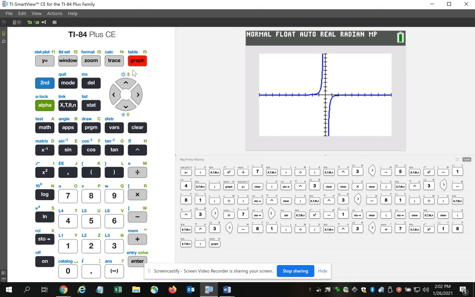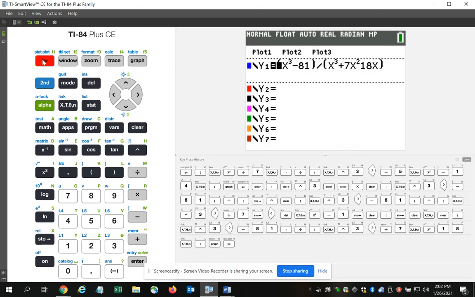Did I enter that correctly? Let me see. Oh, sorry, I left out my minus sign here. Okay, now let's graph it. I knew I had something wrong.